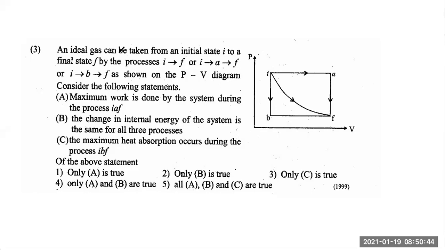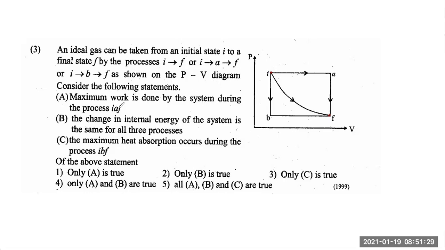An ideal gas can be taken from an initial state I to a final state F. This is the initial state, this is the final state. They have given us three processes: IAF, IF, and IBF. One is this, one is this, and one is this. You start from I, go to A, then go to F, that's one. You directly go from I to F, that's two. You go from I to B to F, that's another process.